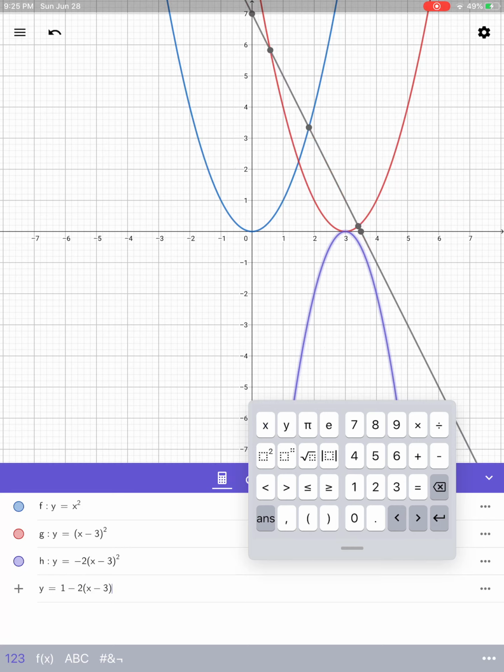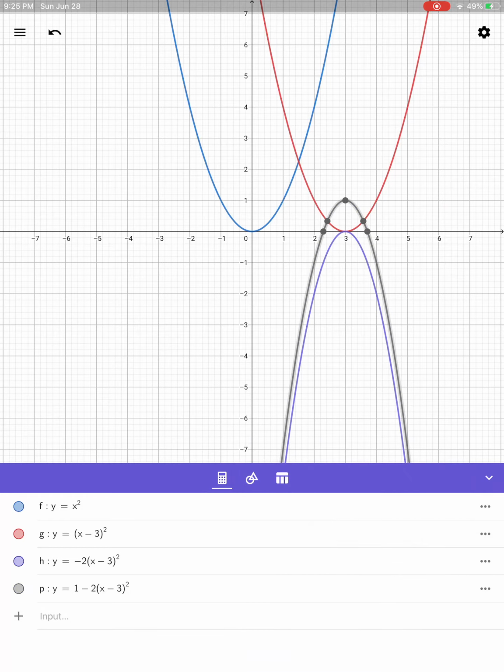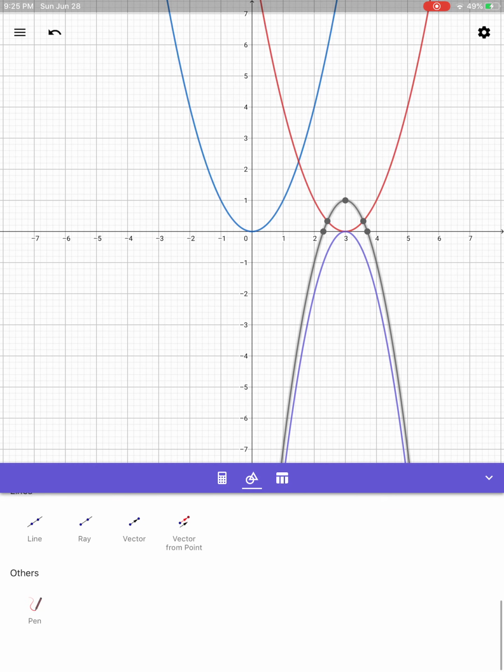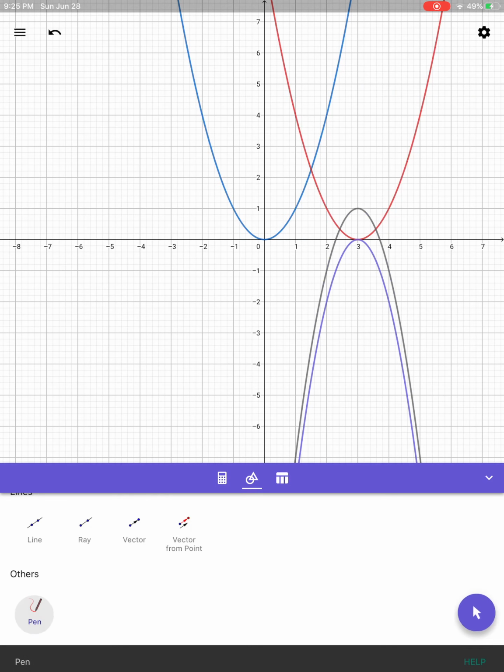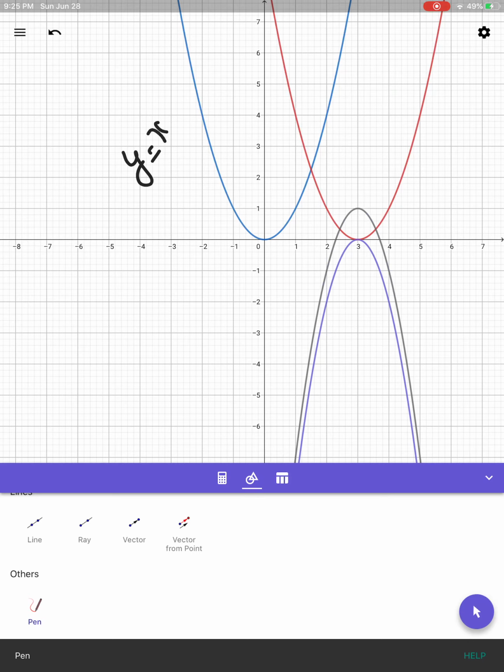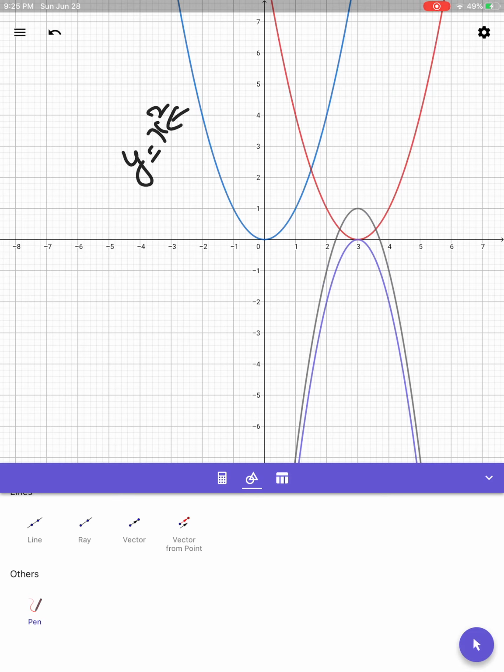(x minus 3) the whole square. So now you have shifted the graph in purple 1 unit above. So I will explain the whole process again. We started with the graph y is equal to x square, that is in blue. So this is the original graph, y is equal to x square.